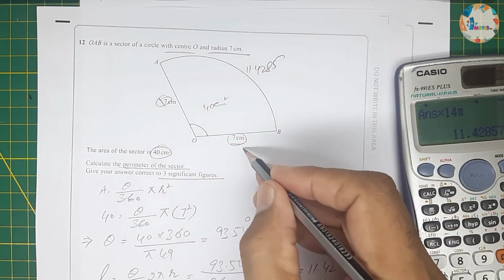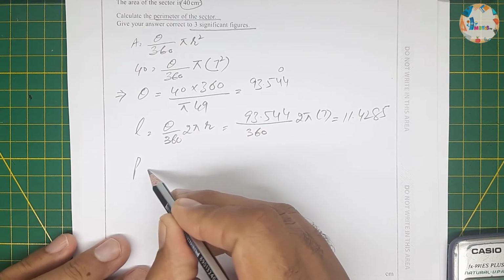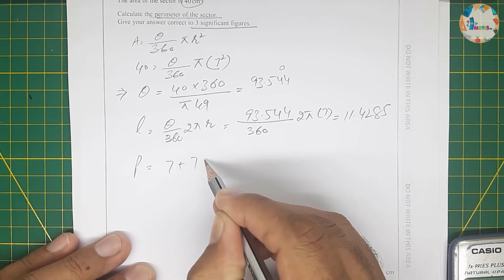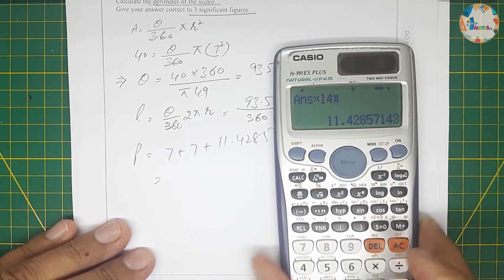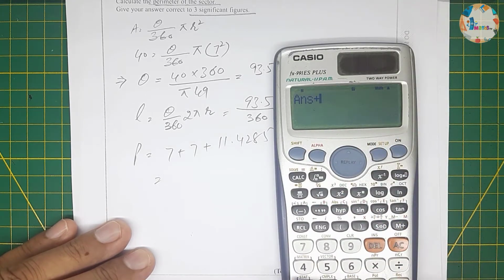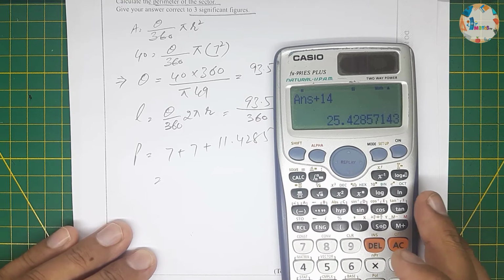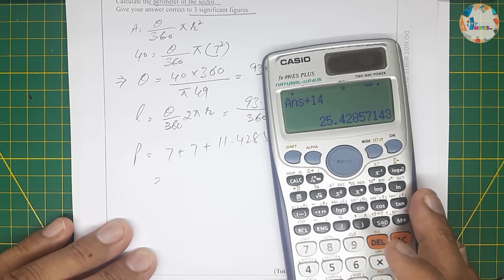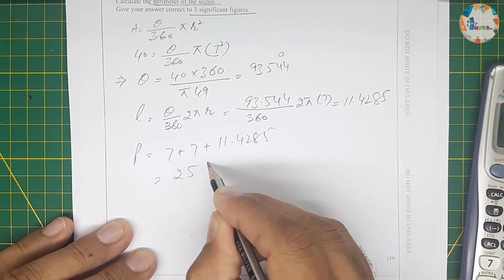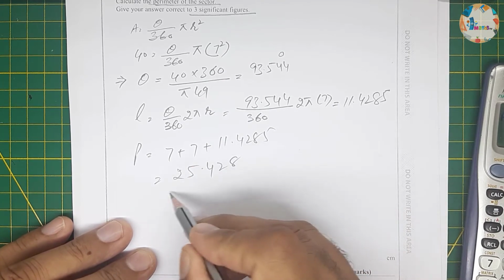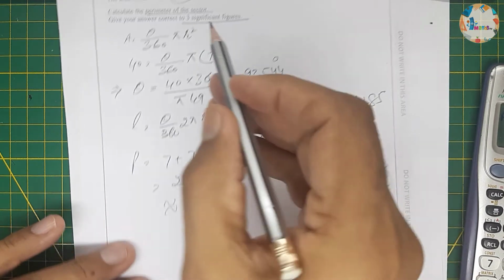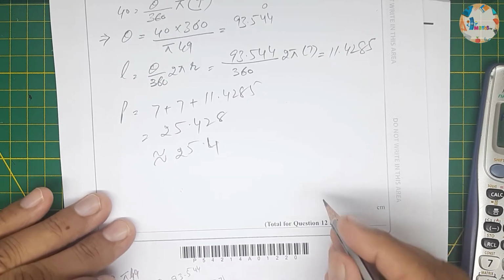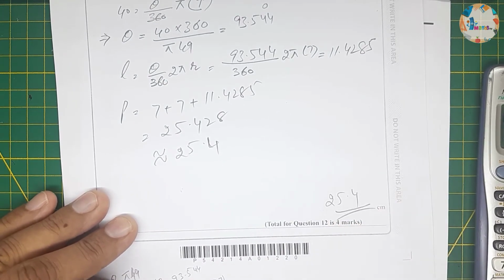And plus 14. So perimeter, we can write P is equal to 7 plus 7, which is 14, plus 11.4285. So this one number is already there, this one plus 14 will be equal to 25.4, approximately 25.4, because we need to give up to 3 significant figures. So this is 25.4, this is our answer.